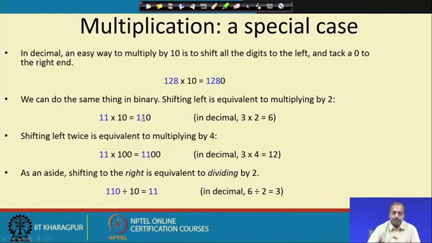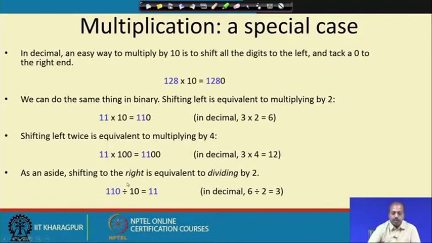So, that gives the binary shifting this multiplication by 2, and if you shift it twice, shift left twice, then it is a multiplication by 4. So, for example, this 1 1, if I left shift twice, then I will get 1 1 0 0, and this number is nothing but 12. So, this 3 into 4 is 12. So, this is basically left shifting by 2 bits.